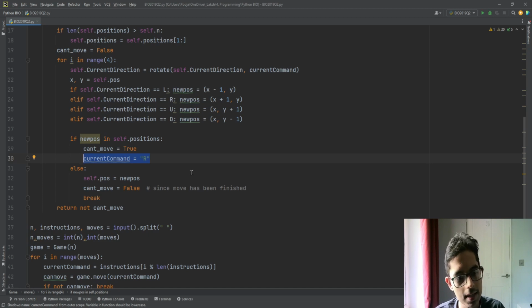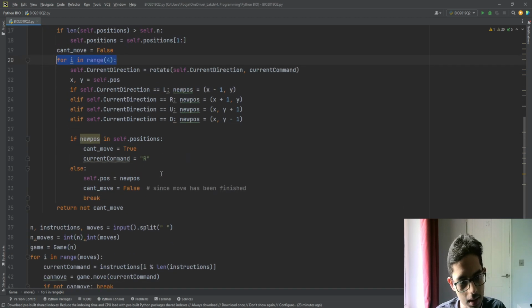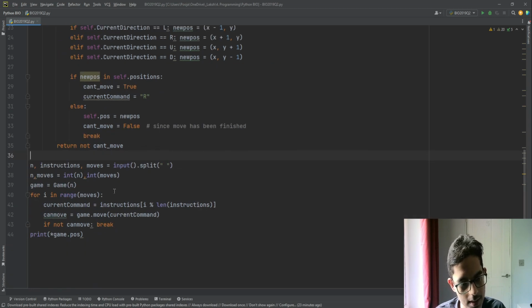So then, after this is done, it continues looping through this while loop, again and again, until it finally reaches a case where the new position is not in the current positions. In that case, we make self.position the new position. This is the updated location of wherever the traveler is, and then we set cant_move to false, since the move is finished, and then we break. Okay, and now finally, what we do is we just need to carry out this command.